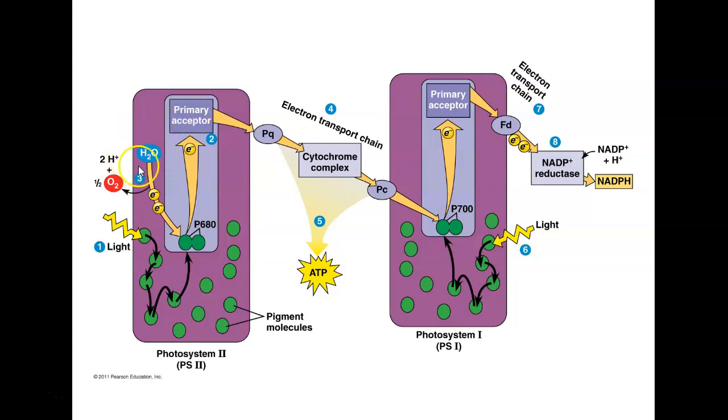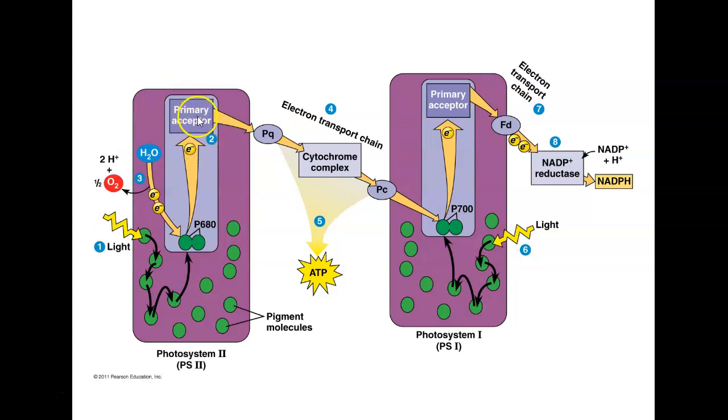And water ends up getting split in this process so that it can replace those electrons that the special pair lost. So when it gives up its electrons to the primary electron acceptor, they need to be replaced. That's where the splitting of water comes in. And in that process, oxygen is given off, and then the two H's that are generated are going to be used later, but for now pumped into the thylakoid space.